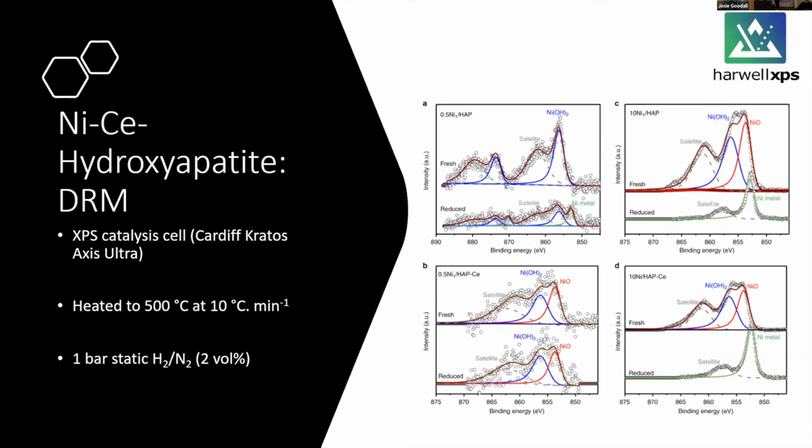Even for the hydroxyapatite alone, we still see some reduction and formation of nickel metal, which is going to produce coke. But for the hydroxyapatite cerium composite, you can see it's very much keeping its oxidation state in check.